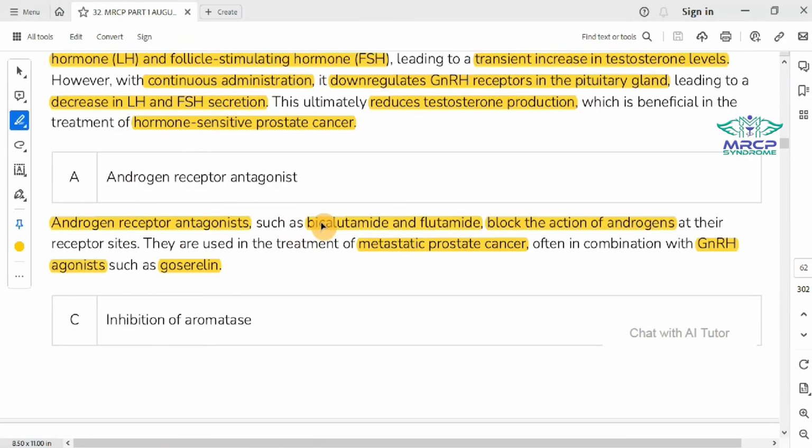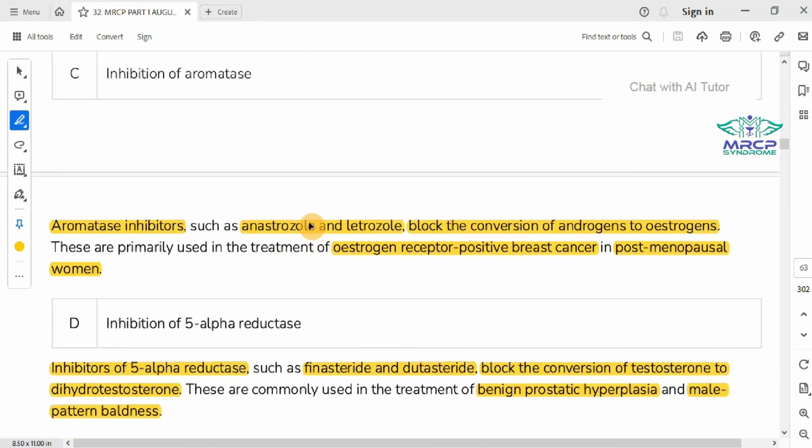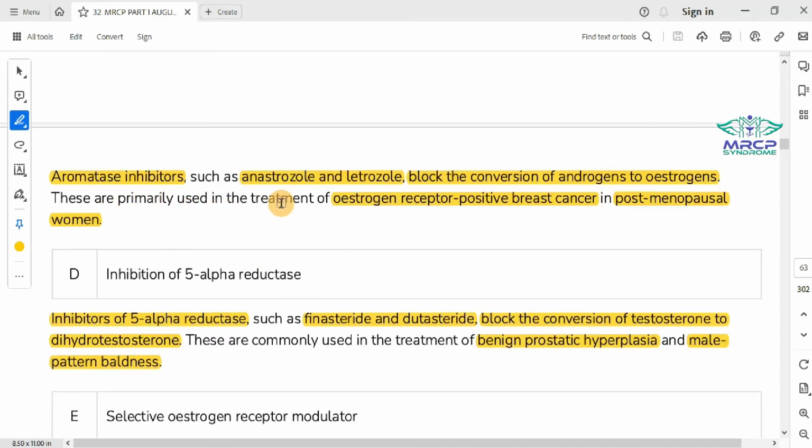And the androgen receptor blockers are bicalutamide, flutamide or enzalutamide, and they are used in the management of metastatic prostate cancer. And aromatase inhibitors are anastrozole and letrozole. They block the conversion of androgen to estrogen. These are primarily used in the treatment of estrogen receptor positive breast cancer in post-menopausal women.